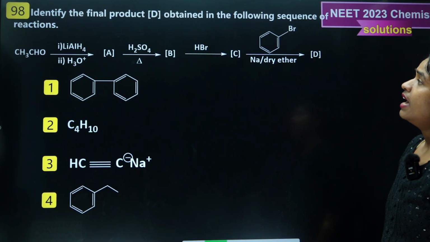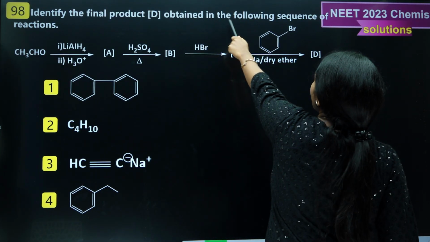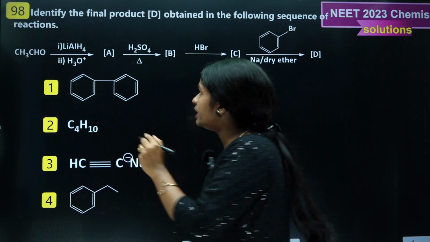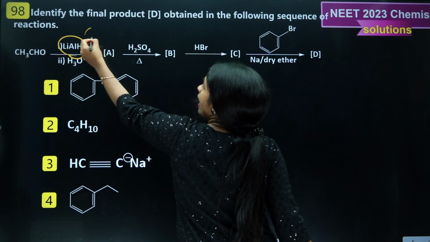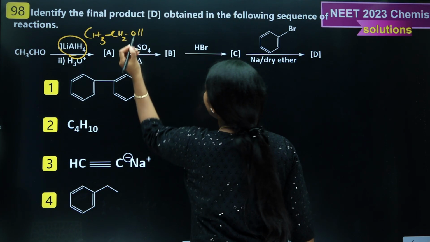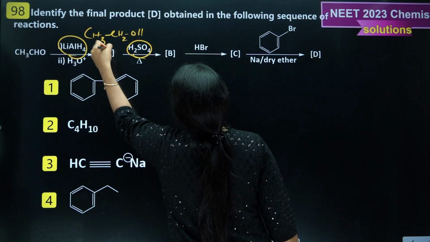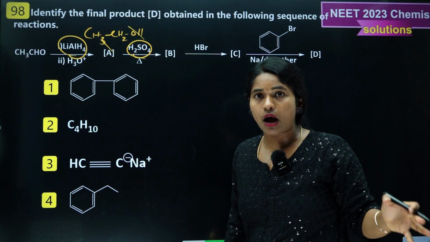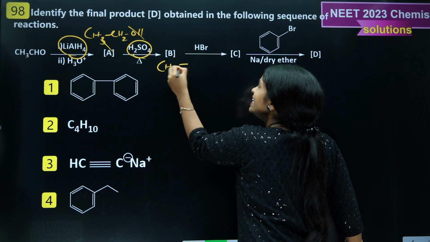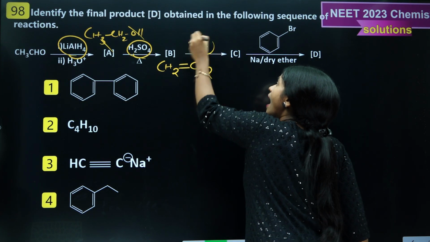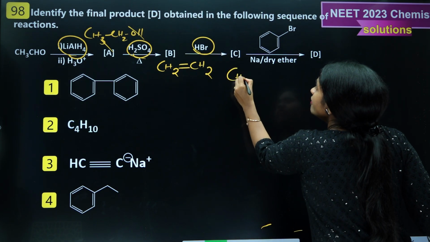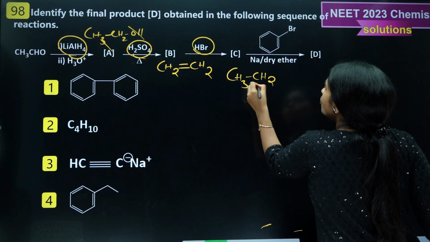See the next question. Identify the final product D in the following sequence reaction. Whenever we add lithium aluminium hydride, the aldehyde group will be converted into an alcohol group. So when we add concentrated H2SO4, one H and one OH go out, H2O goes out, and we will be getting ethene as our product. When we add HBr, the bond breaks, one H here, one Br here, we will be getting CH3CH2Br.